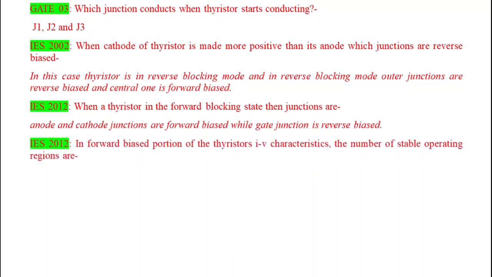Next is, in the forward biased portion of Thyristor IV characteristic, the number of stable operating regions are? So there are 2 stable operating regions, one is forward conduction mode and another is forward blocking mode.